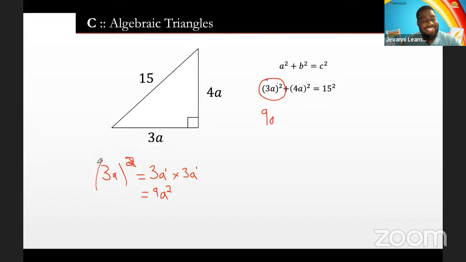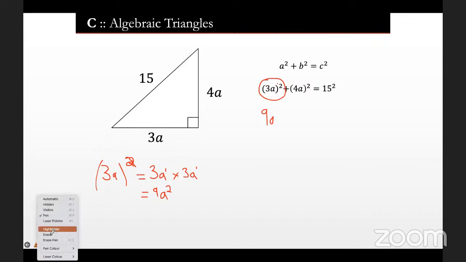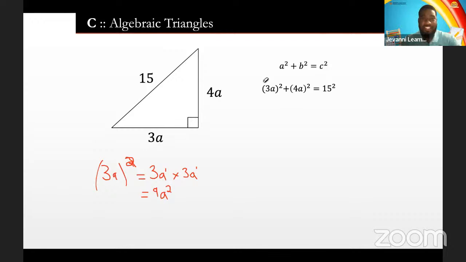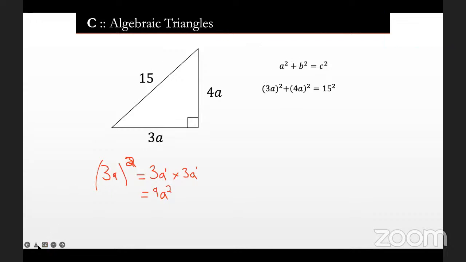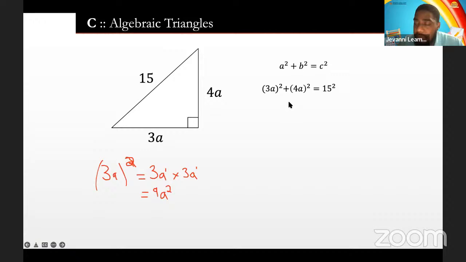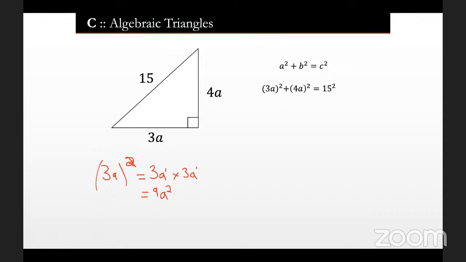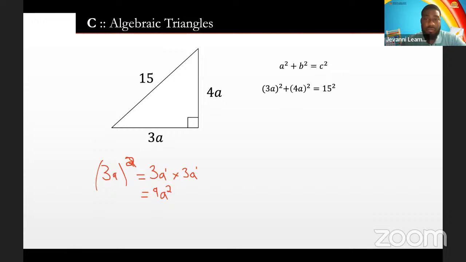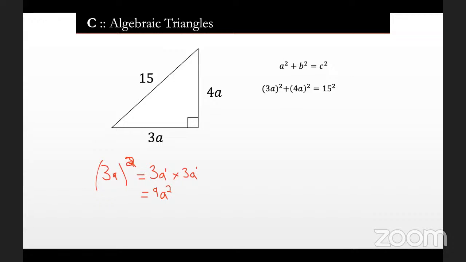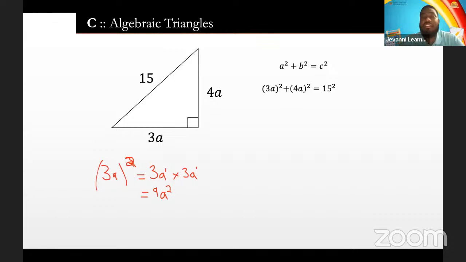Let me not write that. What would the next one be? 4A all squared. It's going to come in the animation, so I don't need to write it. Yes. All right, so that's 16A squared, right? And it's equal to 15 squared. What's 15 squared? 15 multiplied by 15. You can use your calculator. 225. So that's what we get right there.